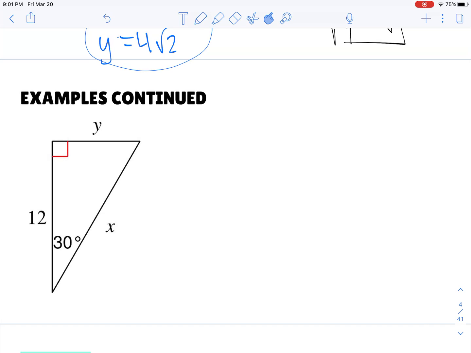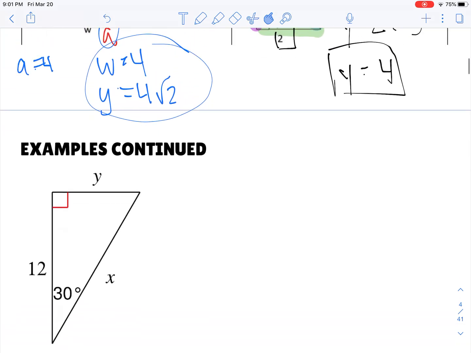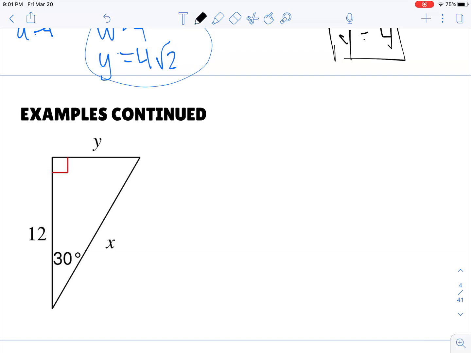Let's work on a problem that we're going to have to do a little bit more work for in simplifying radicals. This is a 30, 60, 90. If this is 30, this would have to be 60. Oops, probably help if I put the pen on. So this is 60. Okay.